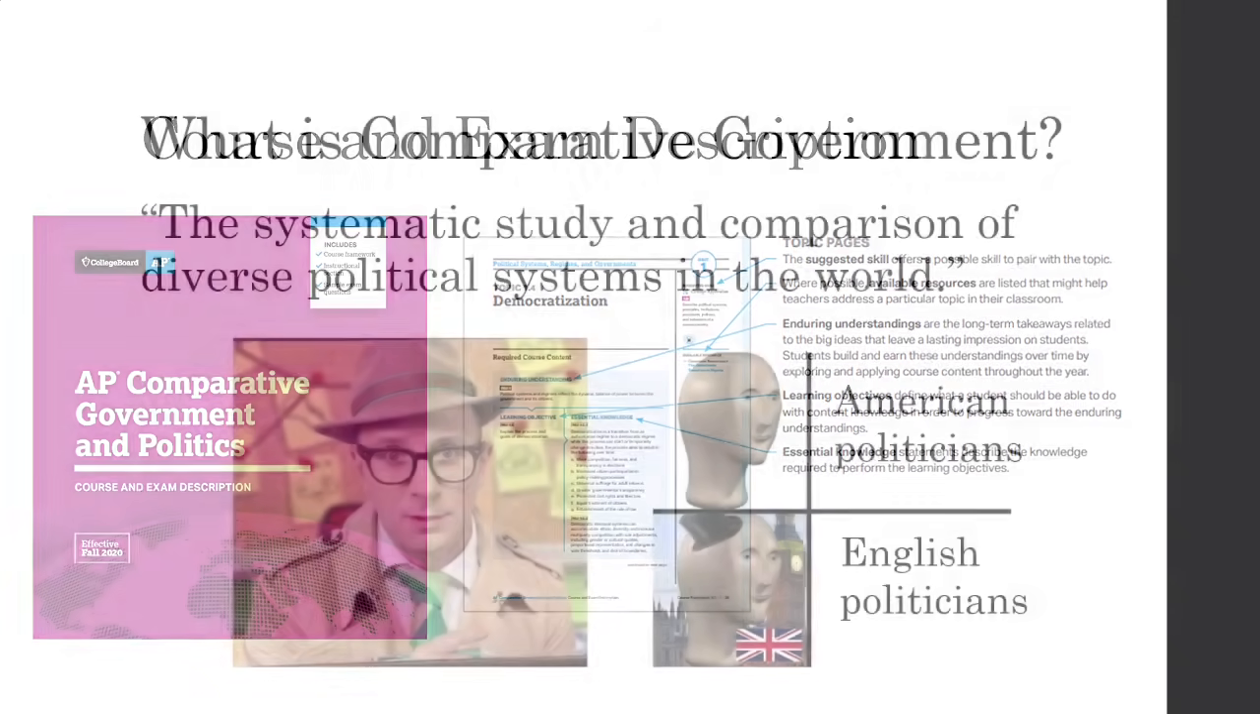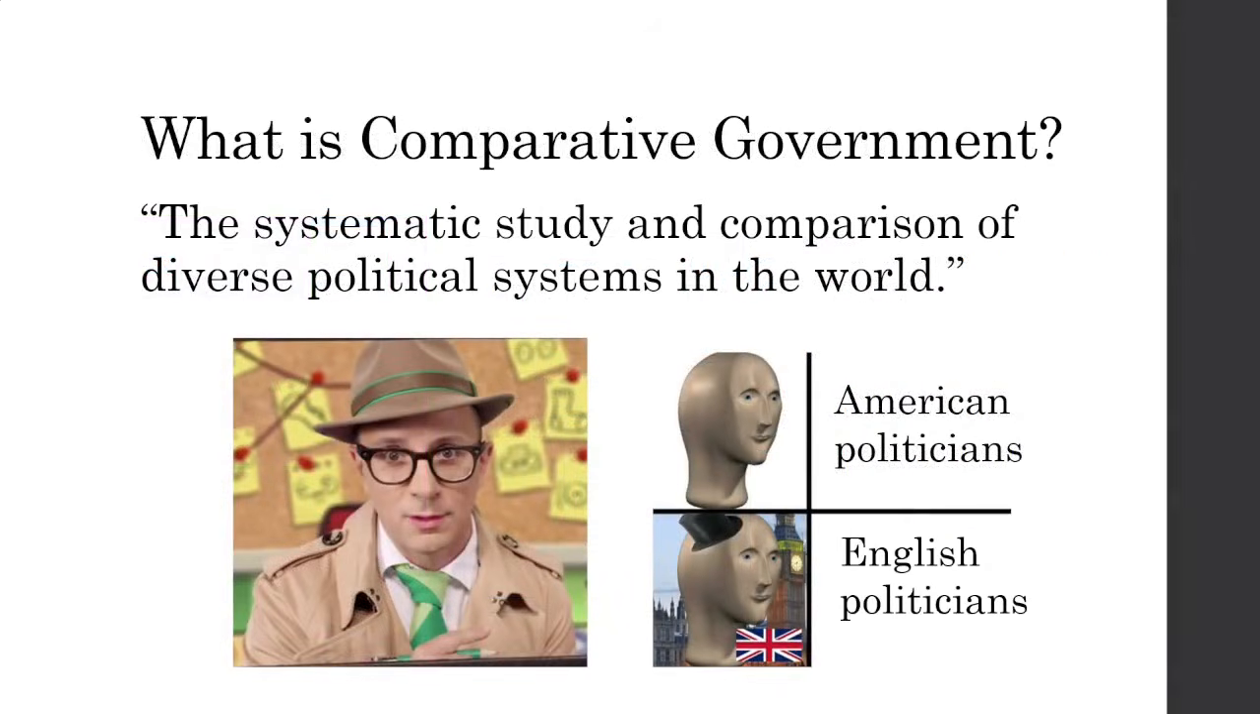So let's get started here with 1.1, Comparative Government: the systematic study and comparison of diverse political systems in the world. You don't have to memorize that, but that's a very short definition of comparative government. Essentially, we are comparing political systems. Political systems are not uniform in nature. They have different functions depending on what systems you're looking at. Even within a country, you have your local systems and you have your federal systems.